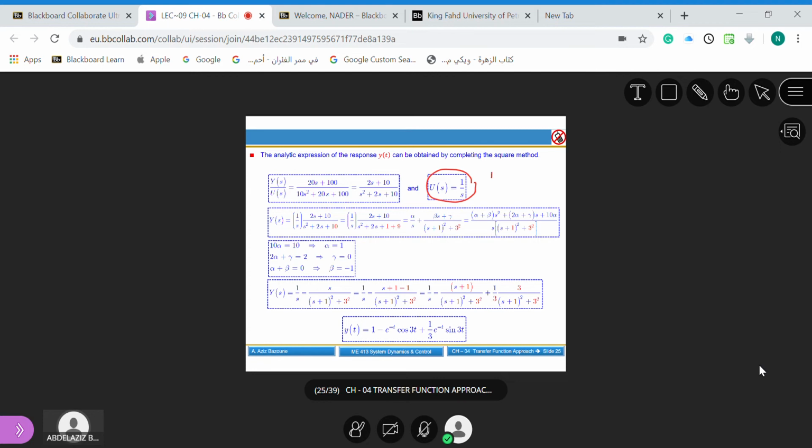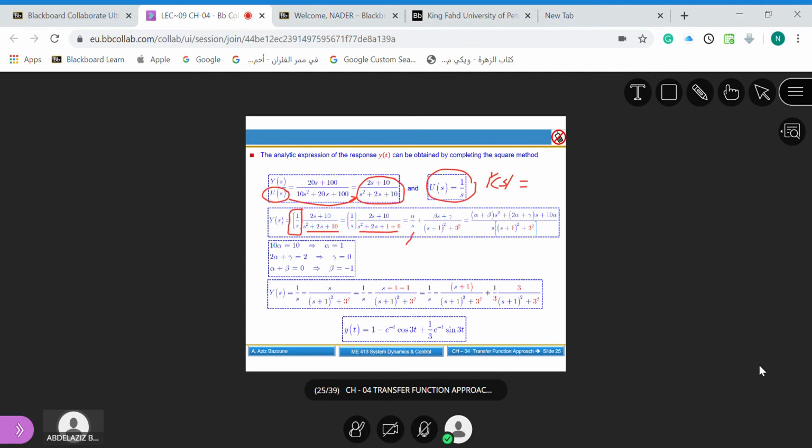So here now, Y(s) will be U(s) multiplied by the transfer function, (2s plus 10). So we are multiplying U(s) by this one. Since U(s) is simply 1 over s because it is the step input, we need to multiply this by this. And then you write the denominator s times (s squared plus 2s plus 10), and complete the square as s squared plus 2s plus 1 plus 9. You can see that this one is a complete square. You can write it as (beta s plus gamma) over ((s plus 1) squared plus 3 squared).